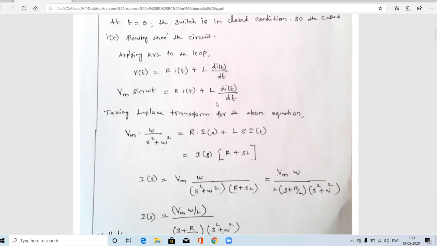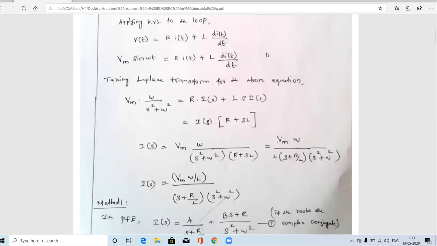Okay, appa, we have to solve this i(t). Okay, appa, what is the next step? So the time domain method, I already told you, of solving this differential equation is somewhat tedious. That's why we are using the Laplace transform method.